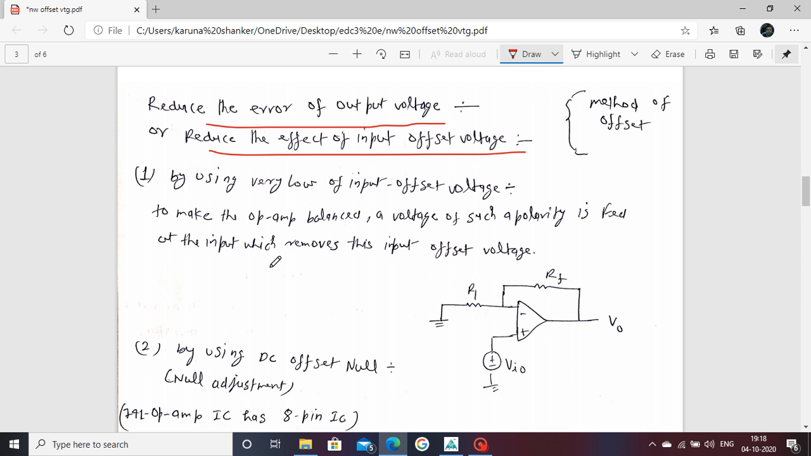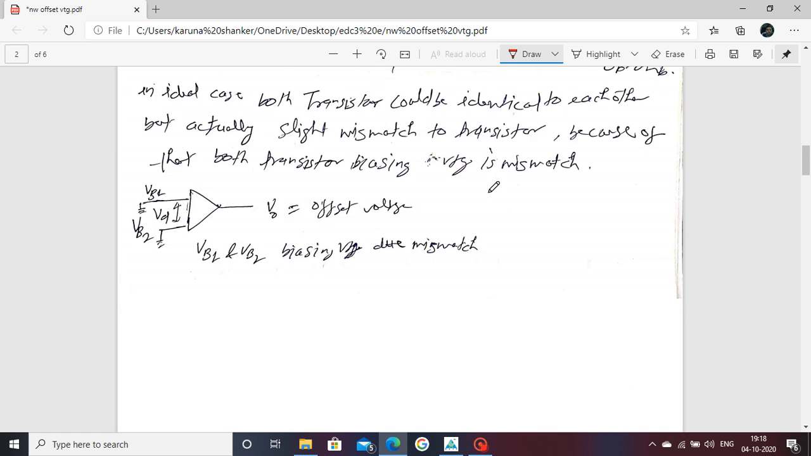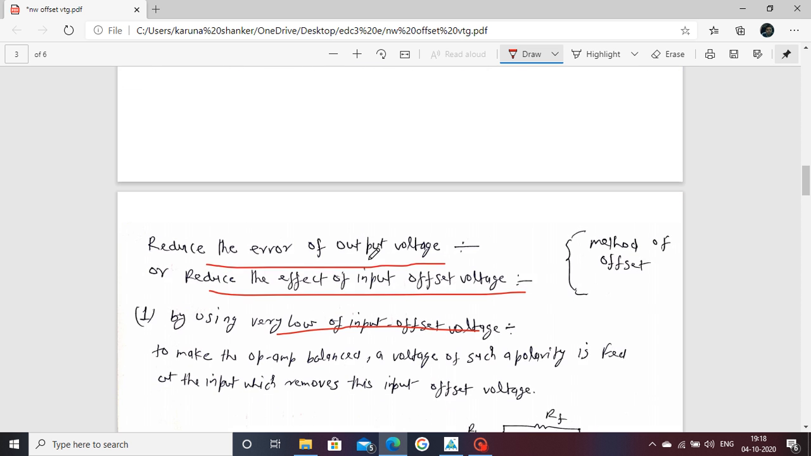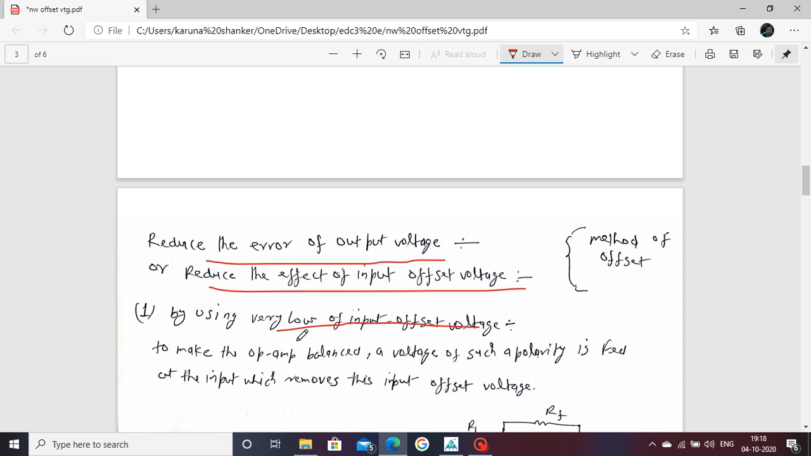The first method is by using a very low input offset voltage. Very low means a low-quality op-amp uses an offset voltage in the millivolt range, while a high-quality op-amp uses microvolts. That's why using a very low input offset voltage is better for your op-amp, meaning it reduces the effect of the input offset voltage.